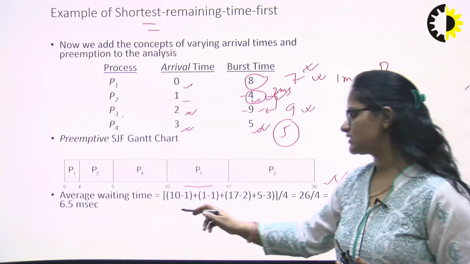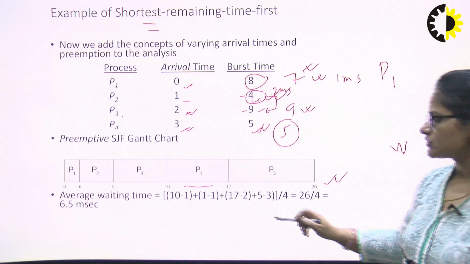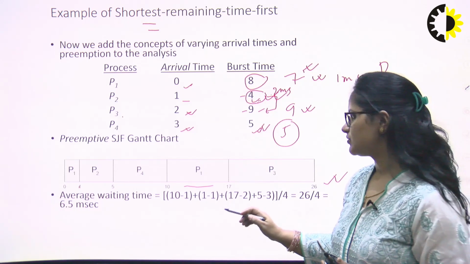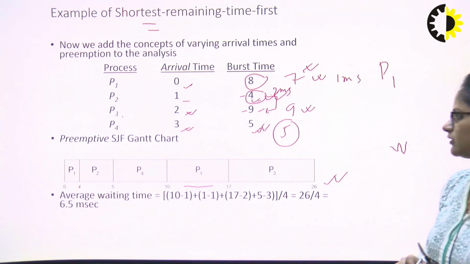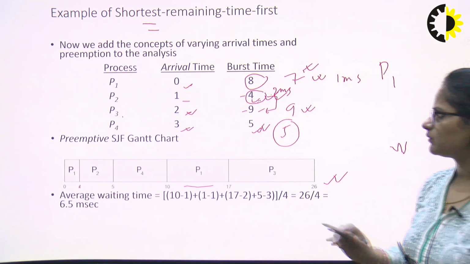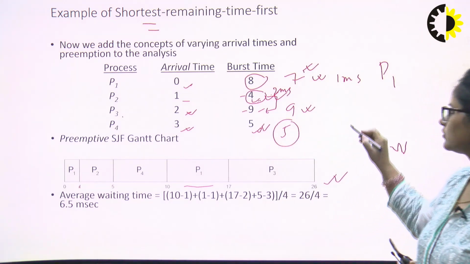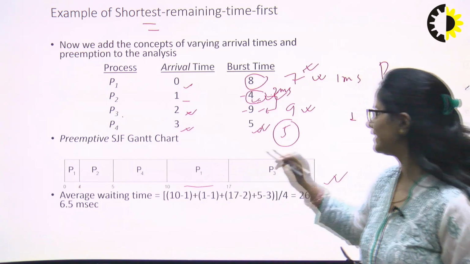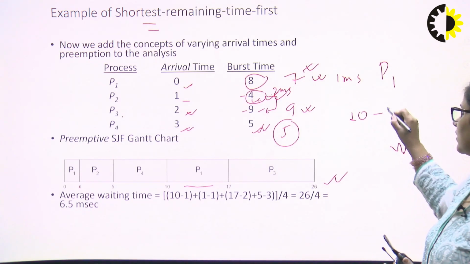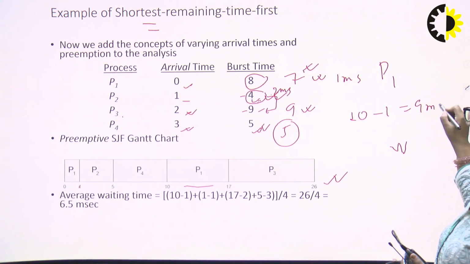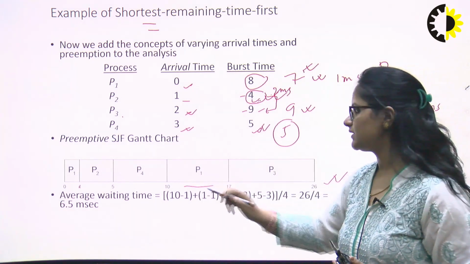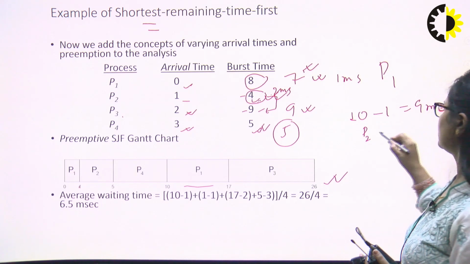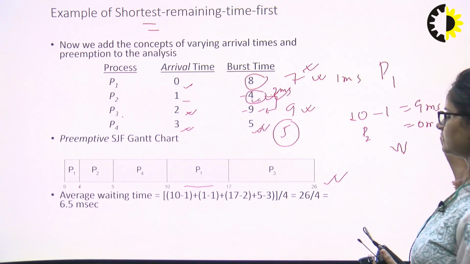So we can calculate the average waiting time again, for P1, P2, P3 and P4. So how do we calculate the waiting time? When P1 came, it did 1 millisecond of work, and then P1 had to wait until 10 milliseconds. So 10 minus 1 is equal to 9 milliseconds it had to wait. Then for P2, we can see P2 came at 1 millisecond and got the CPU at the same time, so P2's waiting time is 0 milliseconds.